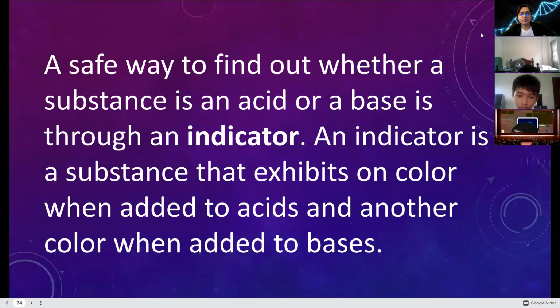A safe way to find out whether a substance is an acid or a base is through an indicator, okay? We usually use acid-base indicators, just like your litmus paper. We use litmus paper in the laboratory in order to identify whether a particular solution is an acid or a base. Take note that there are a lot of effects of acidity and basicity in the process. That is why we need to be extra careful in handling those chemicals. An indicator is a substance that exhibits one color when added to an acid or another color when added to a base.